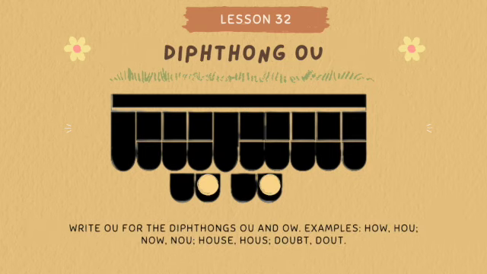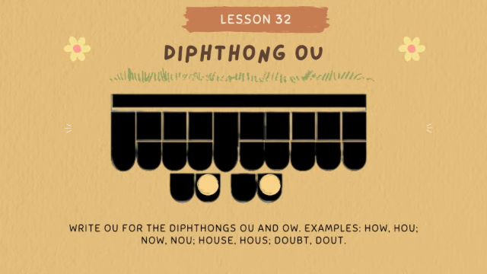Another sound that we are going to learn in lesson 32 is diphthong ow. Okay, the sound of ow. Ow or OU for the diphthong ow. For example, we have "how." So we write initial H, vowel O and U for the diphthong ow. Now, initial N, diphthong ow. "House," initial H, diphthong ow, final S. And then we also have "doubt," initial D, diphthong ow, final T.